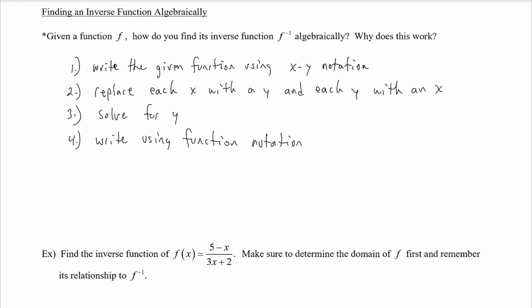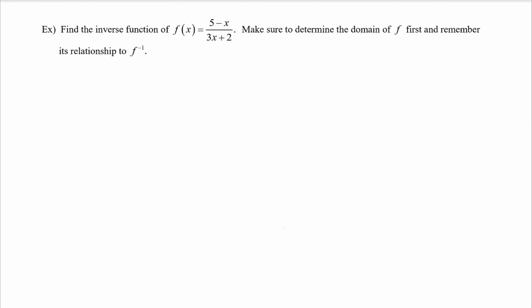So basically all we're going to do is exactly what we said earlier. We're going to make sure that every x value becomes a y and every y becomes an x, and that's your inverse. I mean, that's what they are. The domain becomes the range becomes the domain. So let's give it a try. So let's find the inverse of 5 minus x over 3x plus 2.